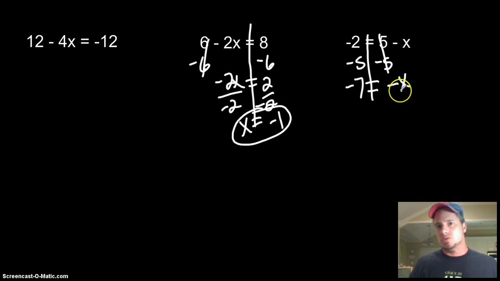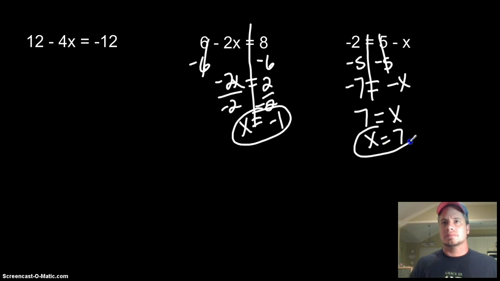But again, what you do on one side, you do on the other. So if I change the sign on the x, I need to change the sign on the other side. So x equals 7. And circle it.